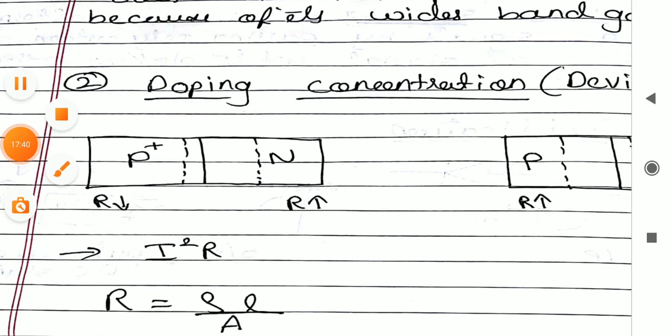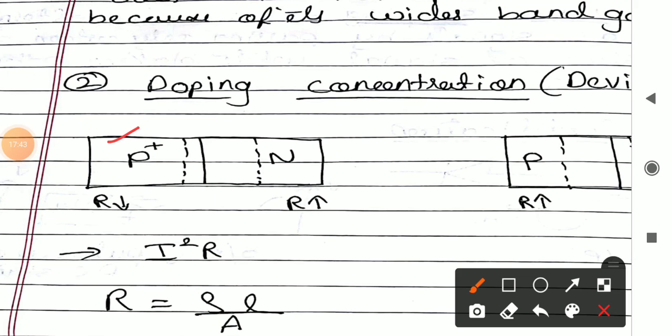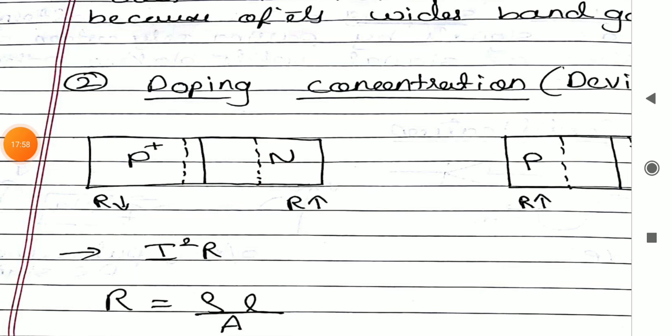You can see here, this one is highly doped and this one is lightly doped. Because of that, the depletion region will be more over here compared to this depletion region, because charge carriers in the N region are less. So the depletion width will be less in the P region. Similarly, we can see for the right side figure also.